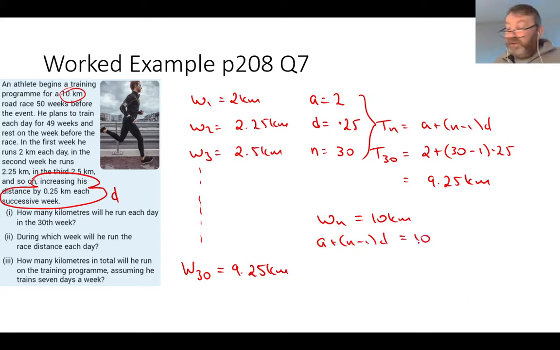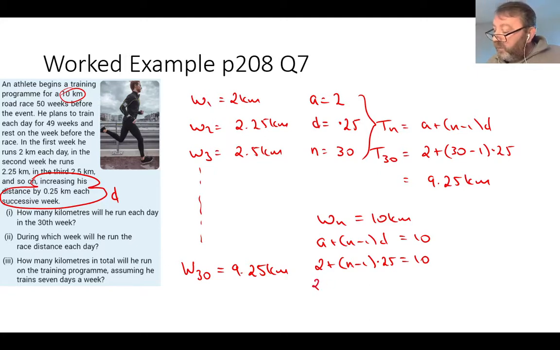Now the values are exactly the same, but in this case, the value I'm looking for is the value of N. A is still going to be 2. So 2 plus N minus 1 times the common difference, 0.25, is equal to 10. So straight away you can see there's only one variable here, which now allows you to go and calculate that variable when you do a manipulation.